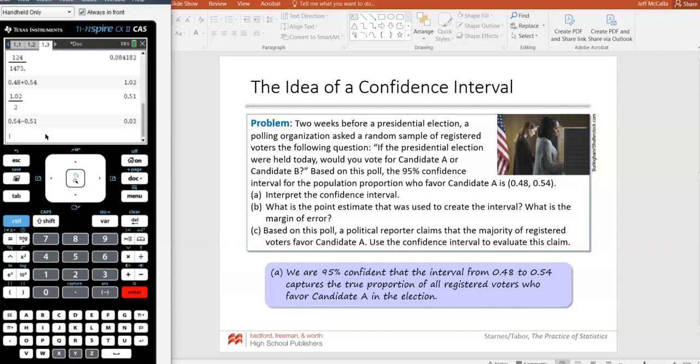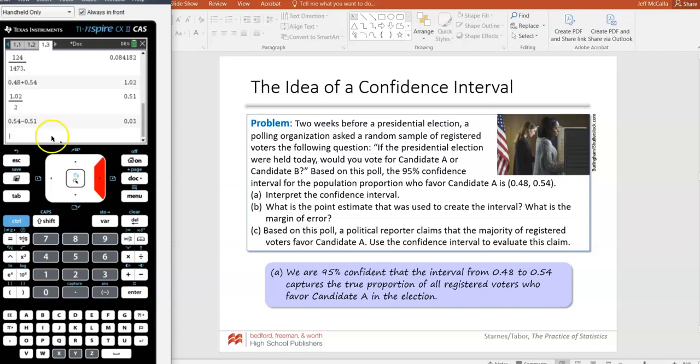A political reporter claims that the majority of registered voters favor candidate A. Use the confidence interval to evaluate this claim. Well, he's a little bit off. I mean, it's definitely possible, but if you think the true proportion is going to be between 48 and 54%, well, sometimes that's above 50%, which means favoring A. Sometimes it's below, so it's not always there. So because the whole interval is not bigger than 50%, I don't think we can say that.